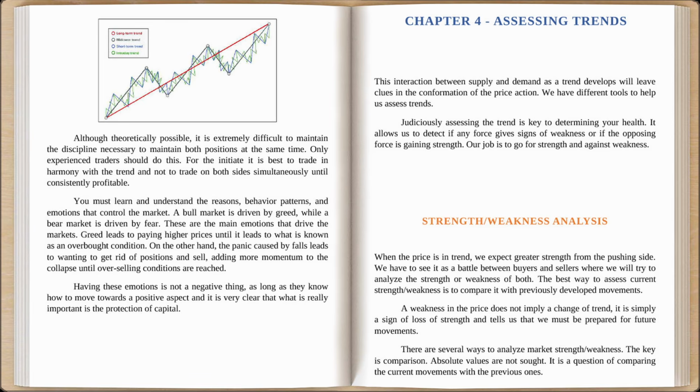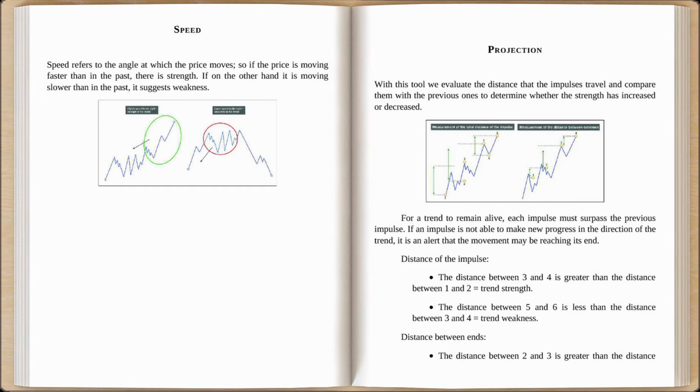There are several ways to analyze market strength/weakness. The key is comparison. Absolute values are not sought. It is a question of comparing the current movements with the previous ones. Speed. Speed refers to the angle at which the price moves. So if the price is moving faster than in the past, there is strength. If on the other hand it is moving slower than in the past, it suggests weakness.